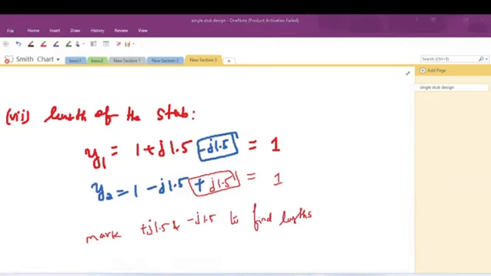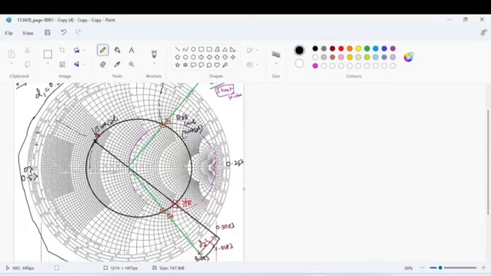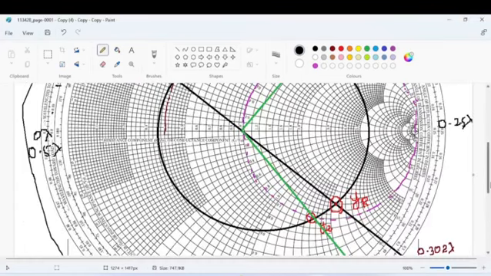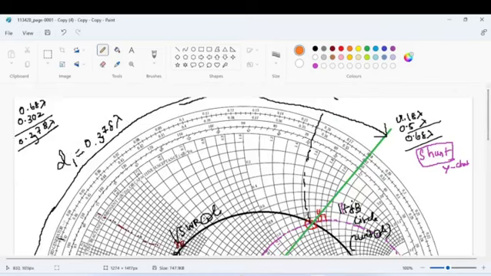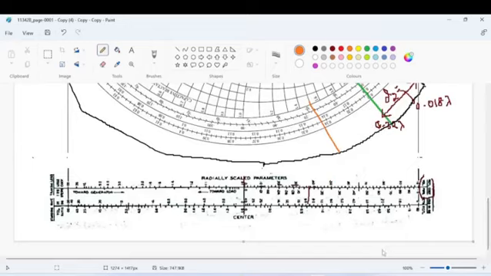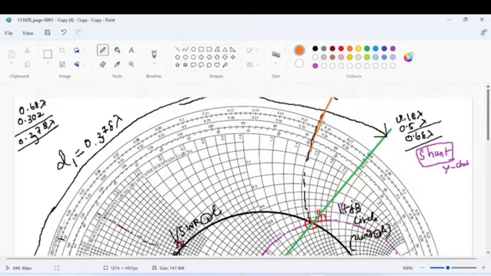So where is the value plus j 1.5? For matching this y1, we need to have minus j 1.5. Minus j 1.5 is here. So this point, this one, minus j 1.5. And this is plus j 1.5. Now that is nothing but the trace of y1. That will denote the location of the first stub, location L1, and this is location L2.